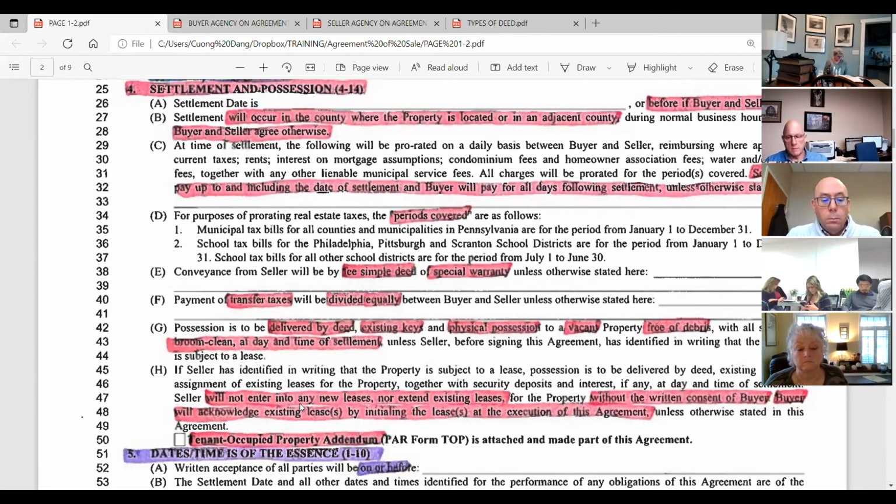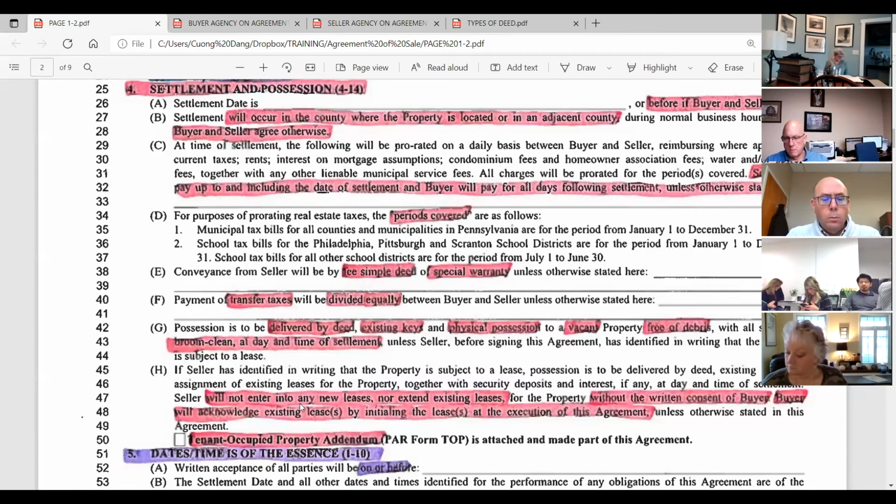Without the written consent of buyer, buyer will acknowledge existing leases by initialing the leases at the execution of this agreement. So if you are representing the seller, I would have the leases at least up front so that you can have the buyer initial them. Okay.